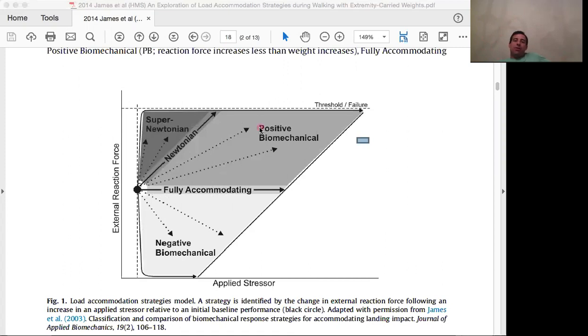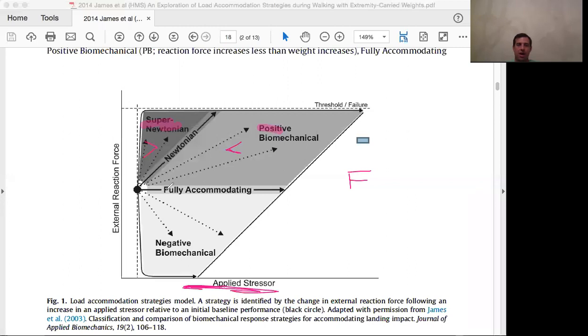So now what we have is we have positive biomechanical and we have the super Newtonian. So both of these, we see an increase in the ground reaction force peak with the increase in mass. The difference is the positive biomechanical is less than the predictive model. The super Newtonian is greater than the predictive model, okay? So remember, the predictive model is F equals ma. For every increase in the mass, we should be able to follow that slope and predict over, right? So if I come up, if the applied stressor, which is on the x-axis.